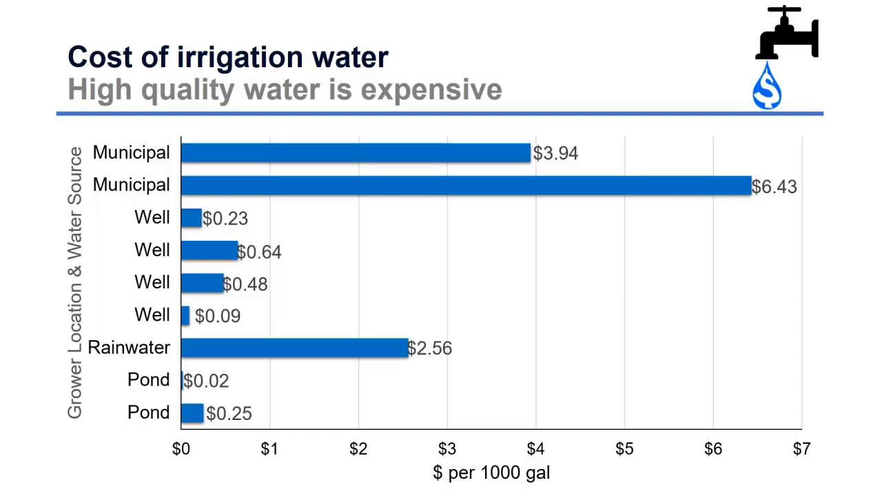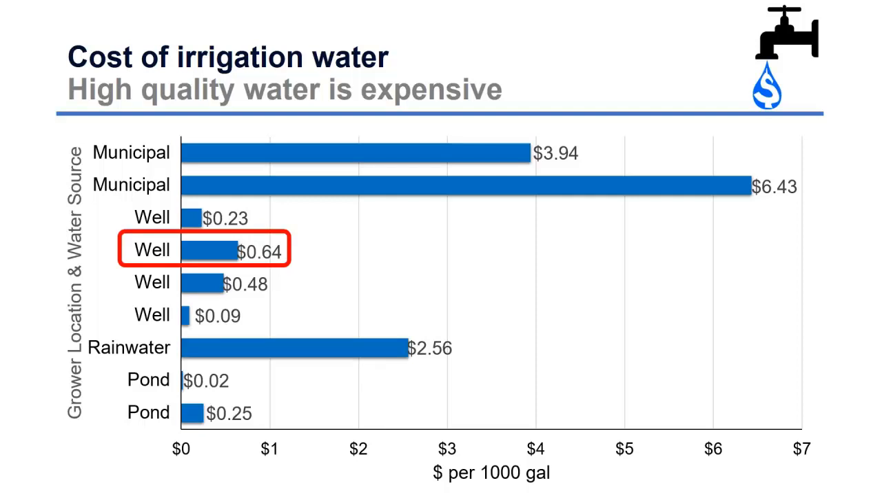But then when we look at options like well water, it's relatively inexpensive, and then pond water, it's even less expensive or lower price, right? So we tend to see that, again, the higher the quality, the more expensive the water. Similar with rainwater, it's considered really pure water. In this case, the 64 cents is the grower that we just talked about.